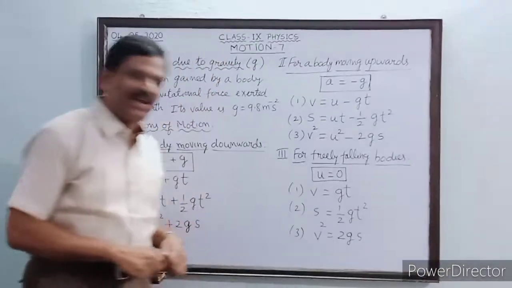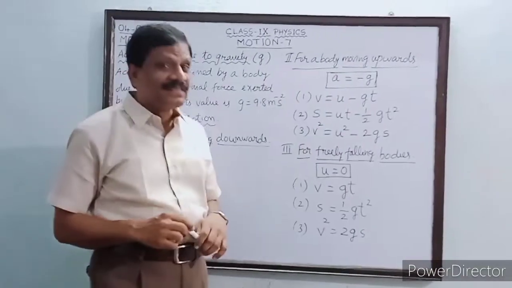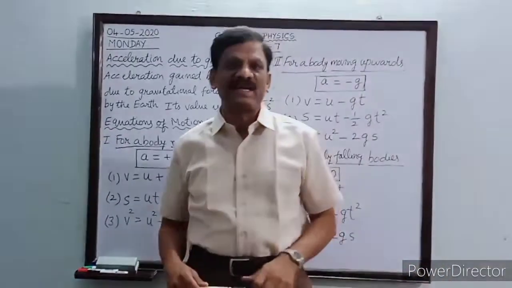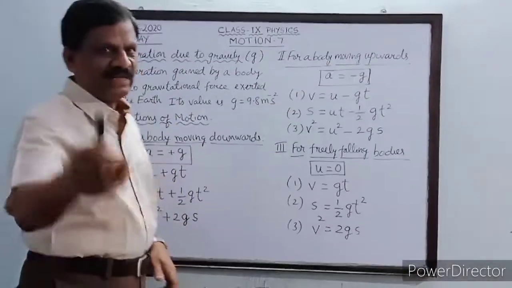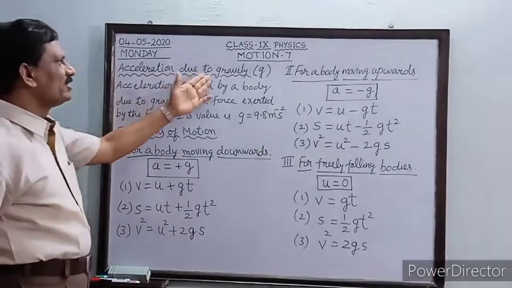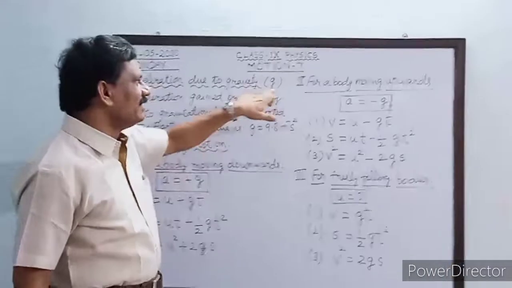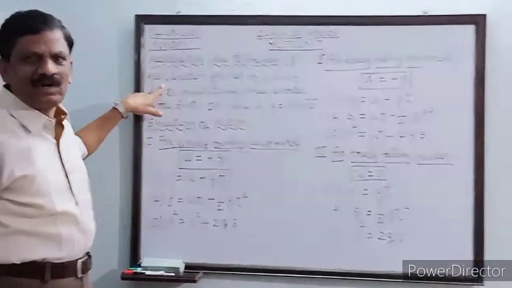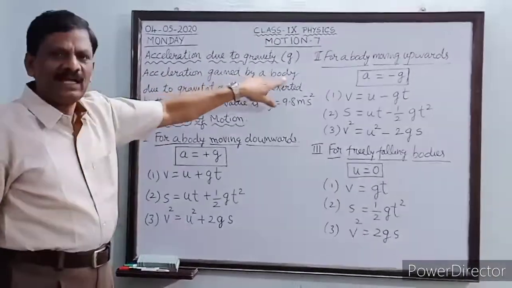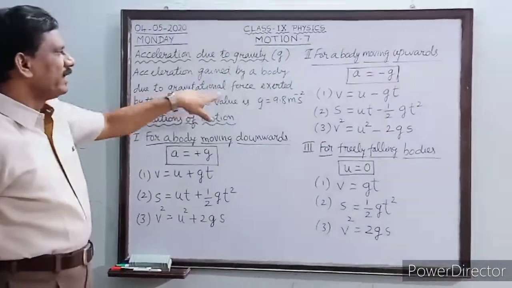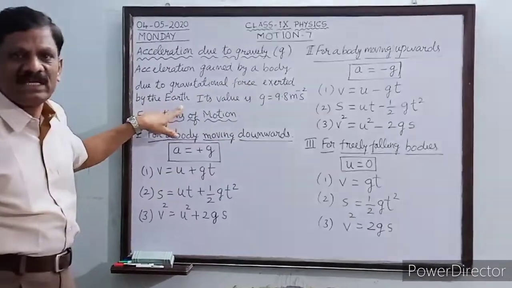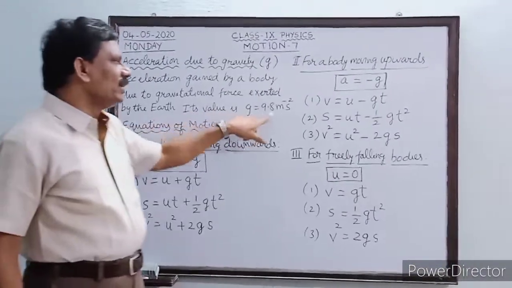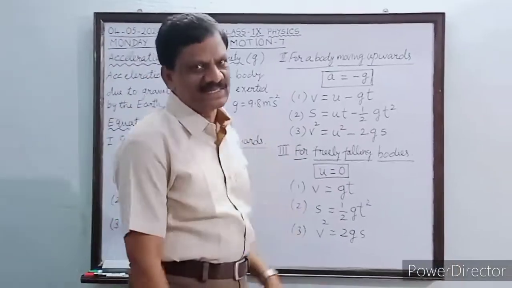So while these objects are falling towards the center of the earth, their velocity will be continuously increasing. As a result, they will all gain an acceleration, and this acceleration gained by the body on account of the gravitational force only is called as what? Acceleration due to gravity. Let us now define this term, acceleration due to gravity, and this is denoted by the symbol small g. So it is defined as what? Acceleration gained by a body due to the gravitational force exerted by the earth, and its value is given by g equal to 9.8 meters per second square.